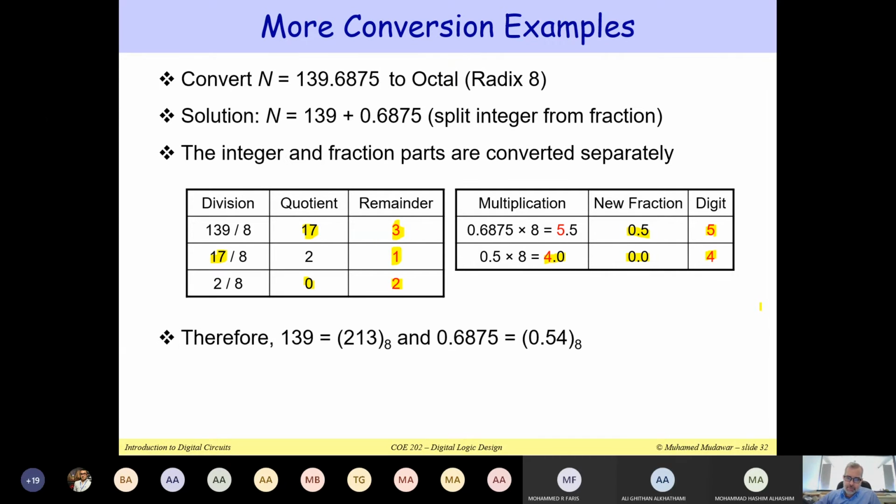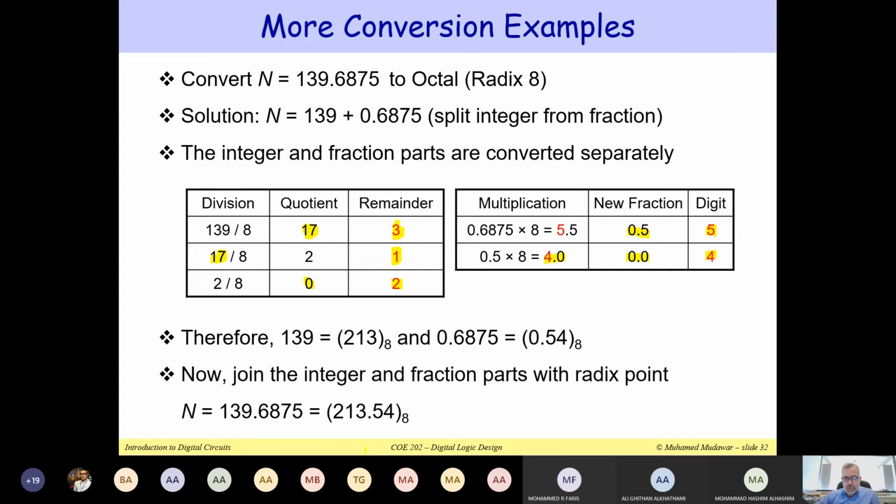So now we can join them. 139 is 213 in octal. Notice that the 3 here is digit 0, then we have the 1, then the 2. So it's from right to left, whereas the fraction, which is 0.6875, is 0.54. The 5 here is the first digit that appears after the radix point, then we have the 4. You can always verify that. All we have to do now is to join them. So 139.6875 will be 213.54 in octal. Is this clear? So this is an example of how we convert a decimal to octal.